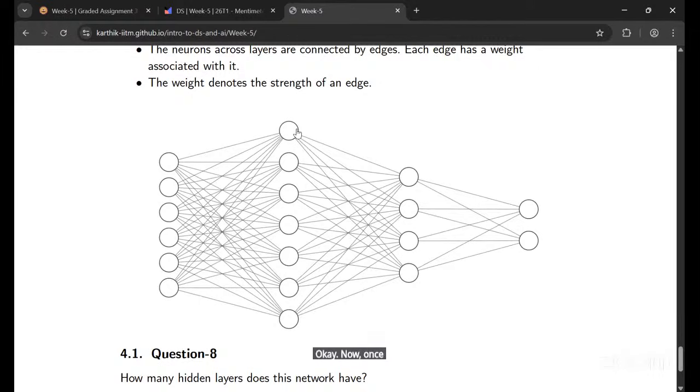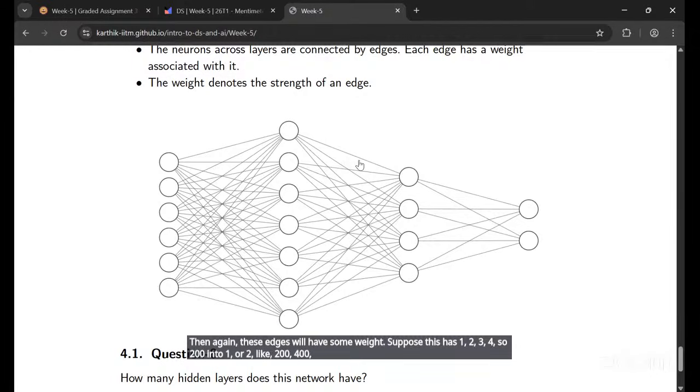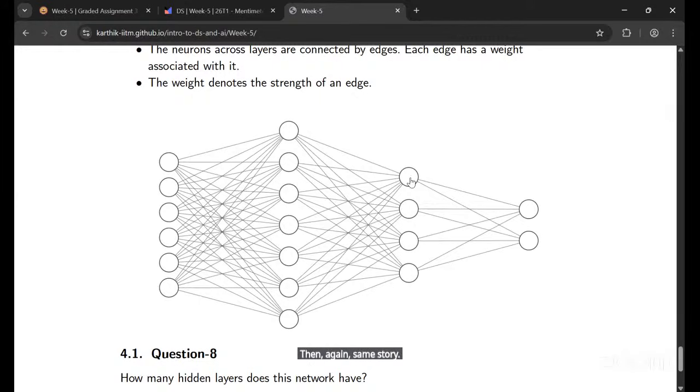Now once this value is 200, it will do the exact same thing with these edges and these neurons that are upcoming. So now this 200 is like the input value to this neuron. Then again, these edges will have some weights. Suppose this has 1, 2, 3, 4. So 200 into 1 or 2, like 200, 400, 600, something like that. Then again, same story. This neuron is receiving the edges. Now here you had 7 neurons, so this one neuron in the third layer will have 7 edges. It will receive some multiplied values, add everything up, and that added value will be its input. Then again it will multiply, and this will keep happening until we reach the final layer. So here in this output layer you have 2 neurons.